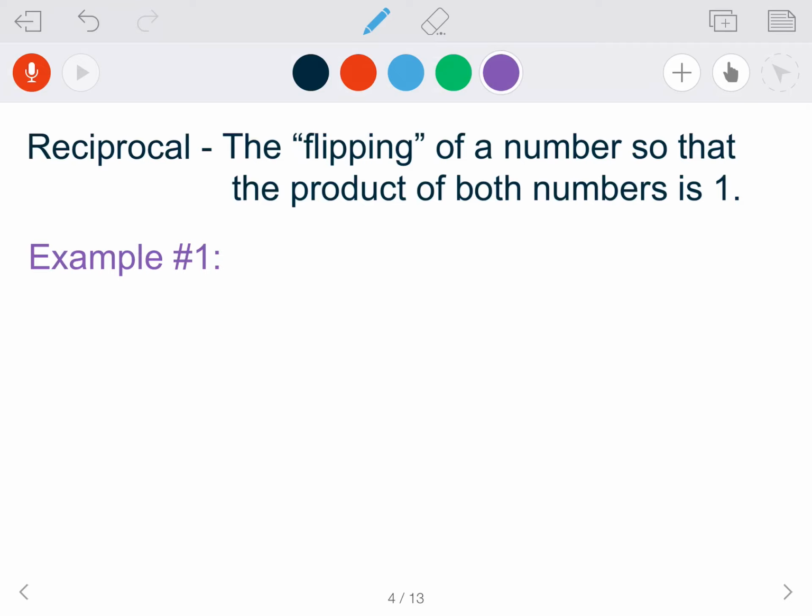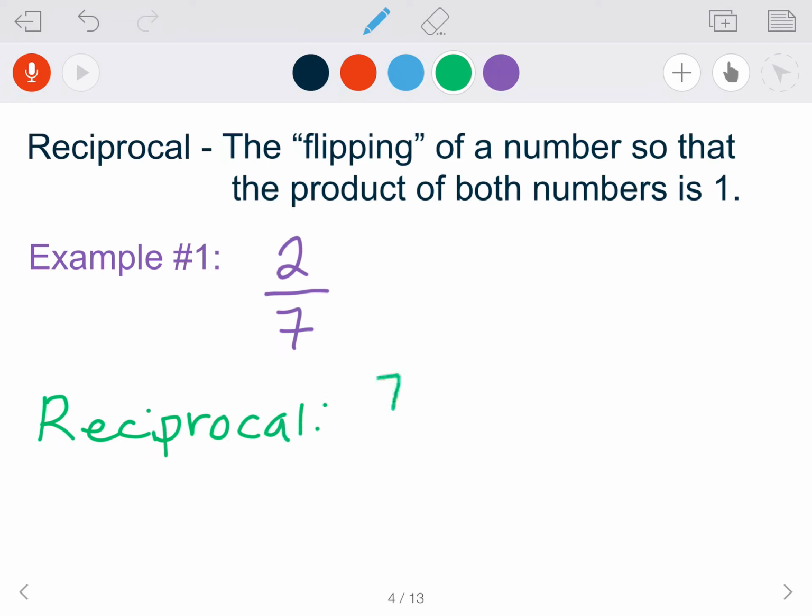Let's say we have the number 2/7. To find the reciprocal of that, we just need to flip the numerator and denominator so they change positions. So the 7 becomes the numerator and the 2 becomes the denominator. Now we can multiply those, and when we multiply them together, we should expect the product to be positive 1, always. So let's try it out.